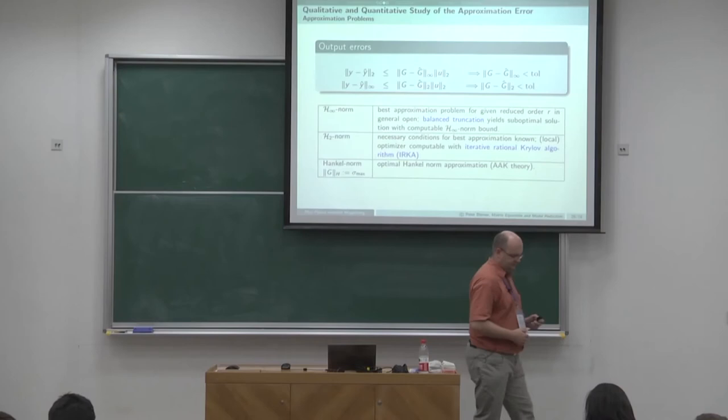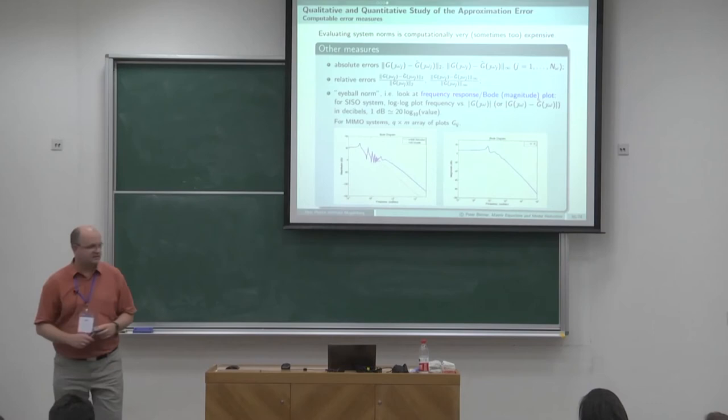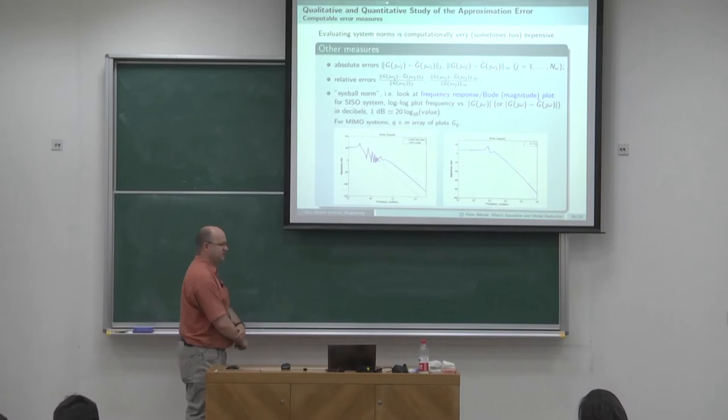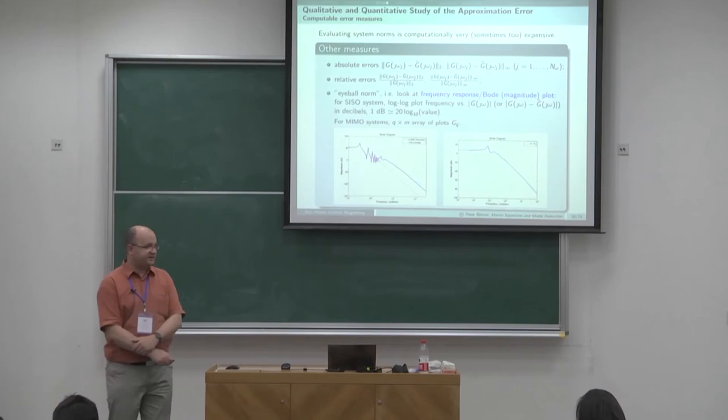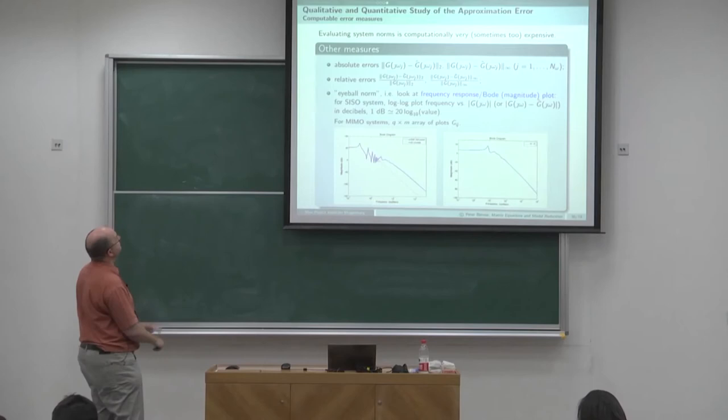So if not, one last thing, sorry. If you don't want to compute norms, you can also use your eyes. Or you can use gridding. And that's what we usually do if we write papers. We just define a grid on the imaginary axis, usually a logarithmically distributed grid, where we just calculate.